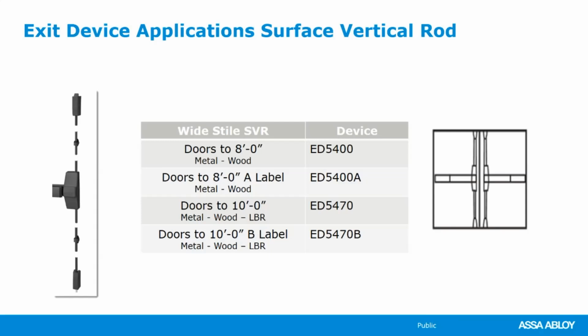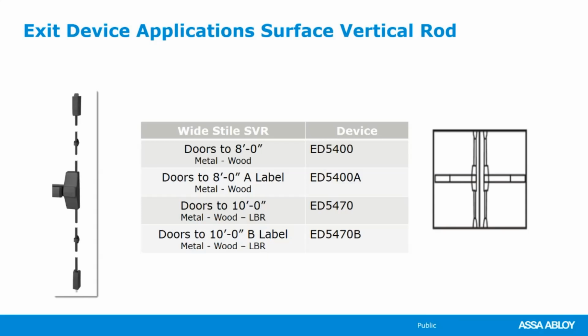At one time, I could tell you there were manufacturers that have tested. There's been some consolidation in the market, so I would reach out to the wood door manufacturer that you're using and ask them if they've tested to that certification. So the ED5400A is 8 foot. The ED5470B is to 10 foot or less bottom rod applications.